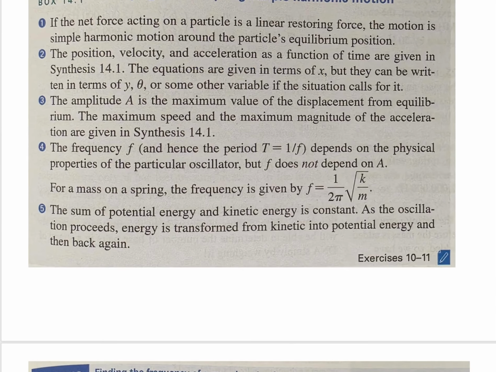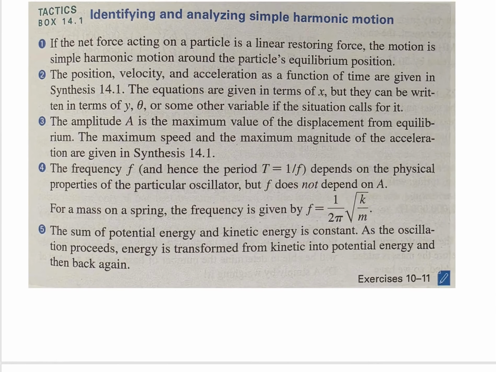Okay, so now here's your strategy box, identifying and analyzing simple harmonic motion. So the first thing we do: if the net force acting on the particle is a linear restoring force, then the motion is simple harmonic motion around the particle's equilibrium position. The position, velocity, and acceleration as a function of time are given. I already gave you those. The equations are given in terms of x, but they can be written in terms of y or theta or some other variable if the situation calls for it.